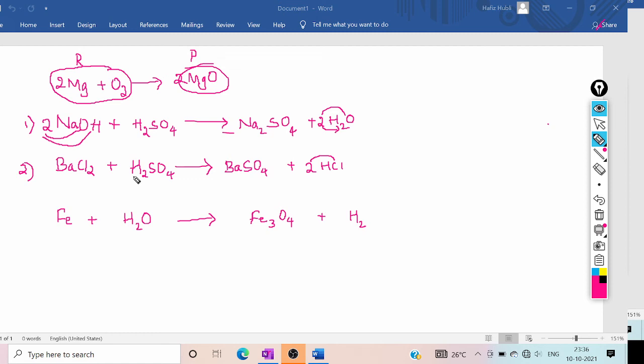Now moving further with the hydrogen, 2 hydrogen in the reactants and 2 hydrogen in the products. Hydrogen got balanced. 1 sulfur in the reactant, 1 sulfur in the product, balanced. 4 oxygen atoms, 4. So the whole entire equation got balanced. Now we'll take the last example to understand balancing the equations.